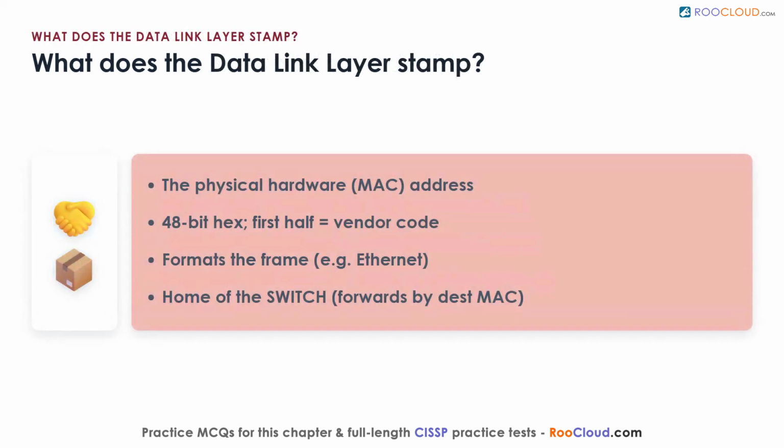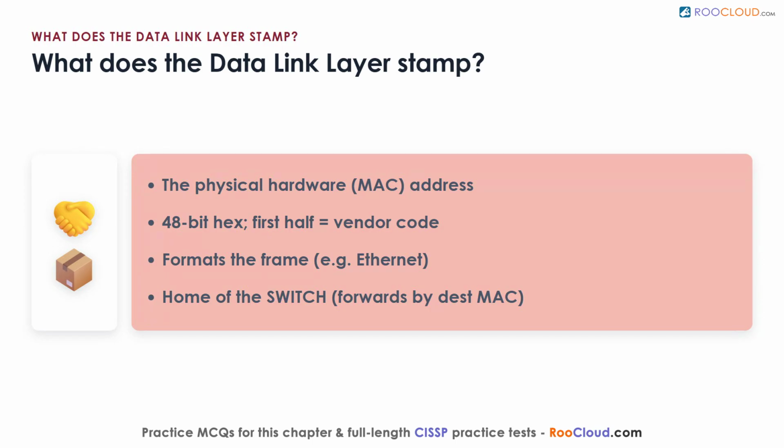What does the data link layer stamp on each frame? The physical hardware address. This layer formats the frame for the specific network technology, such as Ethernet, and adds the source and destination MAC addresses. A MAC address is a 48-bit hardware address written in hexadecimal, and its first half identifies the manufacturer through a registered vendor code. Because that code is tied to the maker, some devices can be recognized by their MAC address alone. The gear here is the switch, which forwards each frame out the correct port based on its destination MAC address.